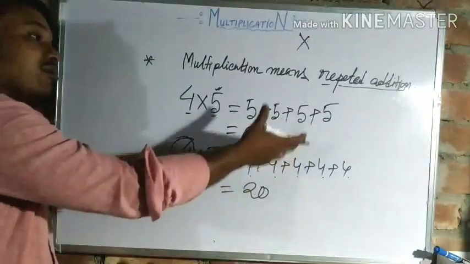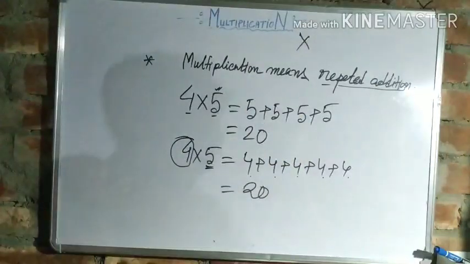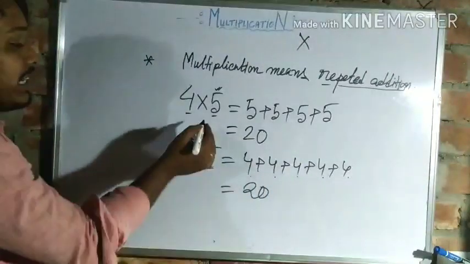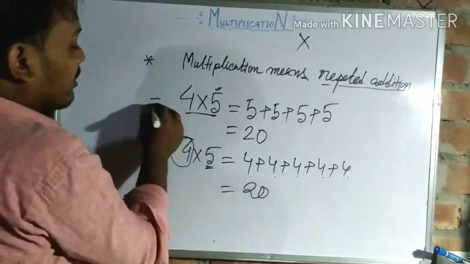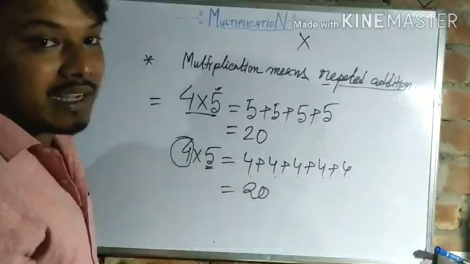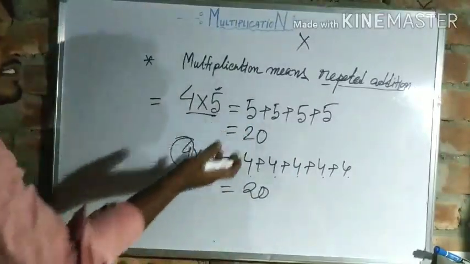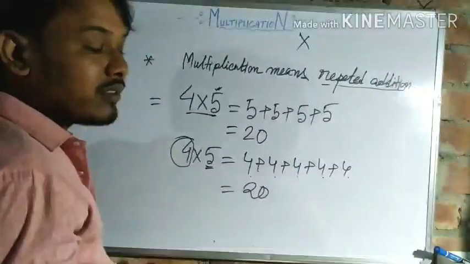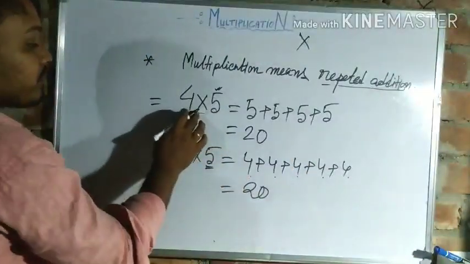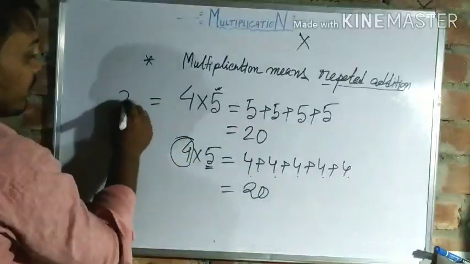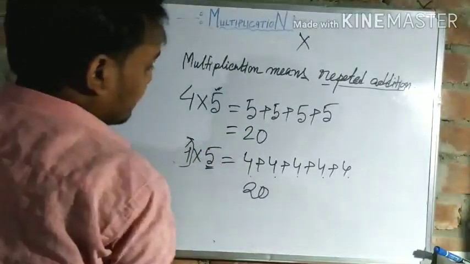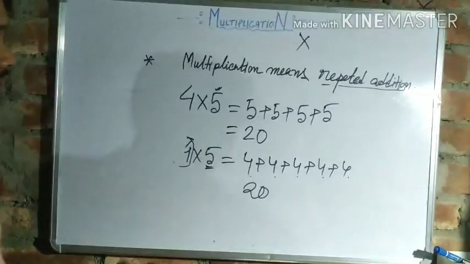So it is the concept of multiplication. But when we solve multiplication, we directly follow the table. 4 into 5 means 4 fives are how much? In the table it is given that 4 fives are 20. That is for the concept.